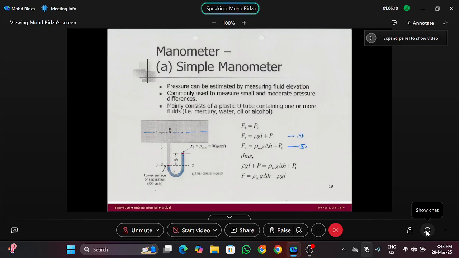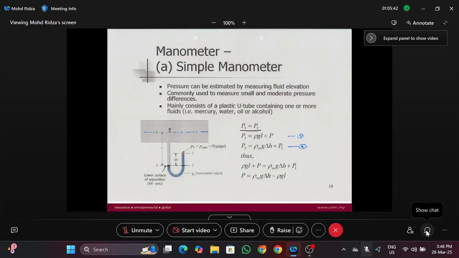You have a few ways of doing it because this is more towards mathematical manipulation from the concept. So for my part, I always pick the two points that have the same pressure. From this diagram, the two points that have the same pressure are point 3 and point 2, because they have the same elevation, are connected by the same liquid, and it's not moving. So that's why the first equation is P3 equals P2.